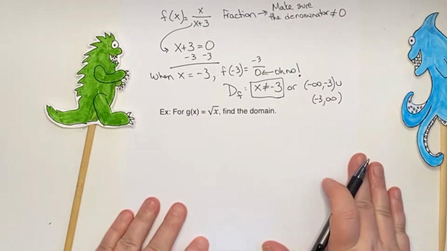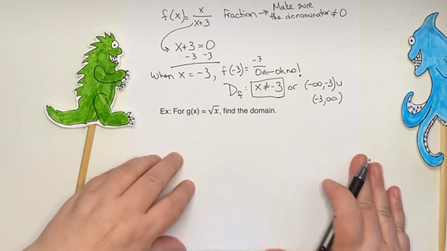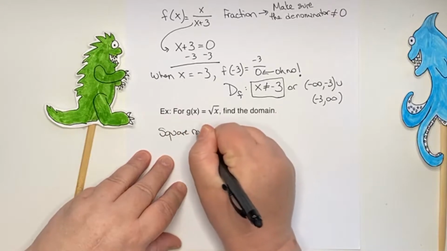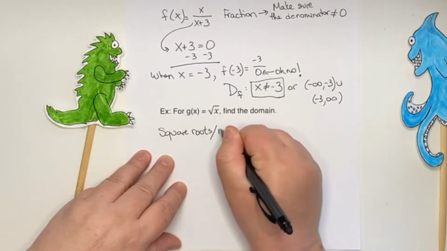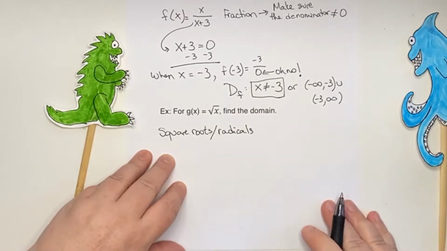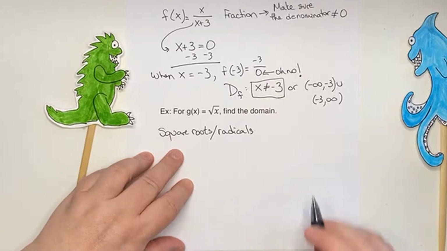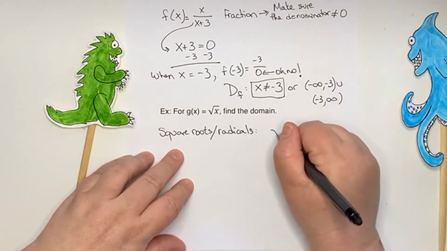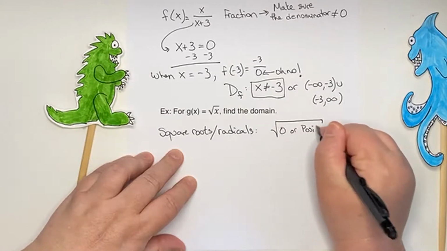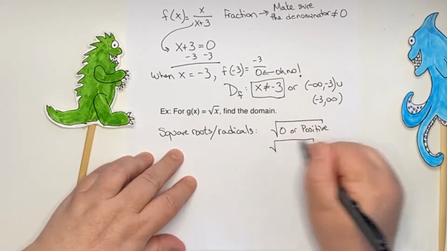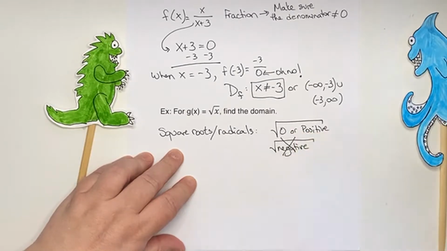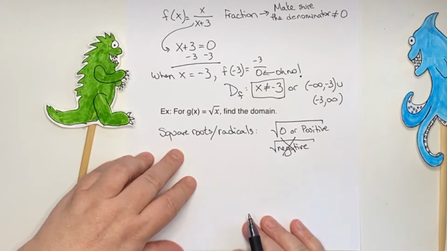Okay, what about square roots? So remember about square roots, which are properly referred to as radicals. I mean, you could talk about square roots, but we're talking about the principal square root. For square roots and radicals, this can be 0 or positive. You cannot, using the real numbers, put a negative number inside a square root.